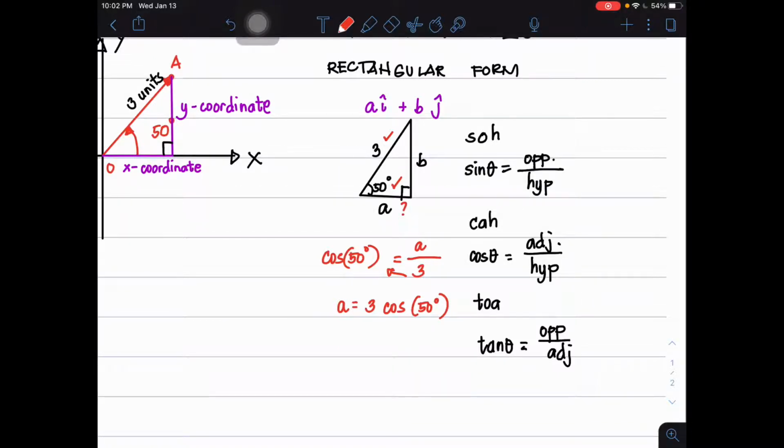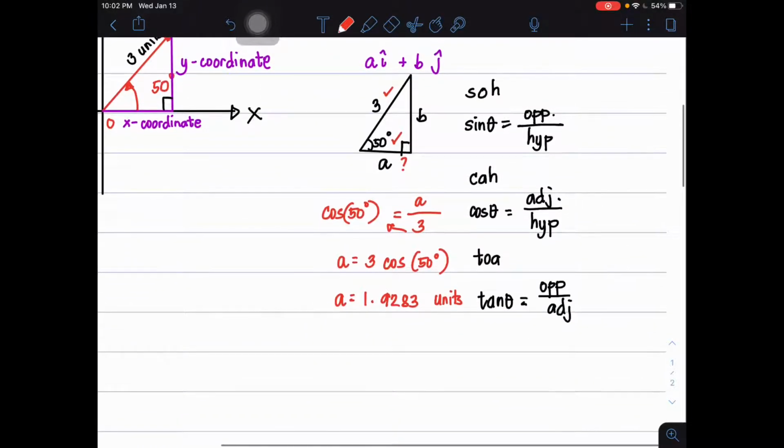Okay, and that's 1.9283 units. Next, for side B, you can either use sine, tangent, or the Pythagorean theorem.